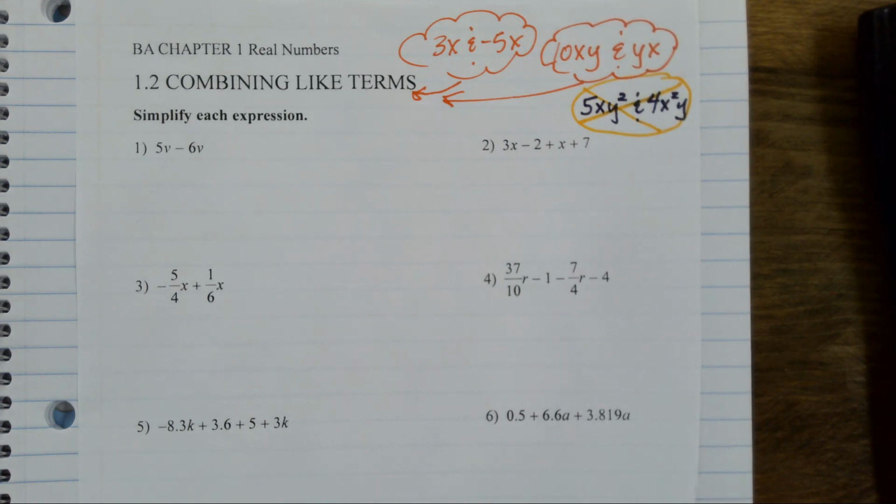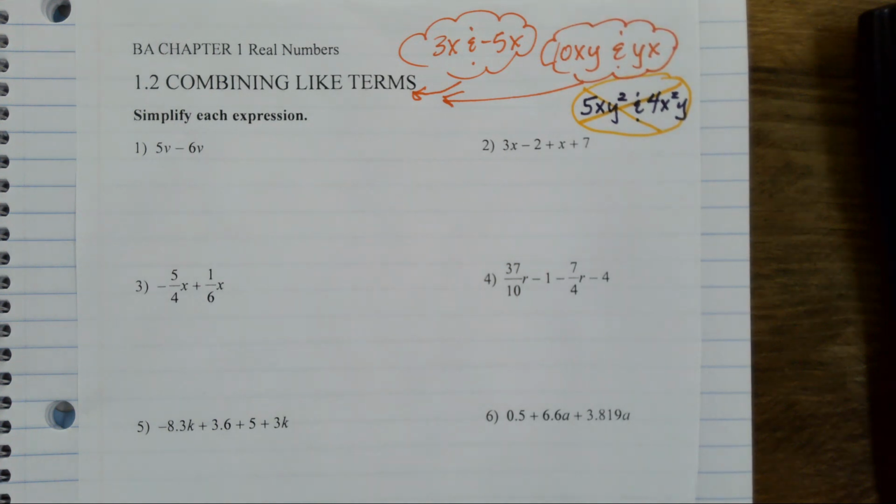So when you have like terms, you can combine them, and what you actually do is combine just the numeric part. Yes? So if it was 5xy to the second power, and if it was 4xy to the second power, that would be like terms, exactly.